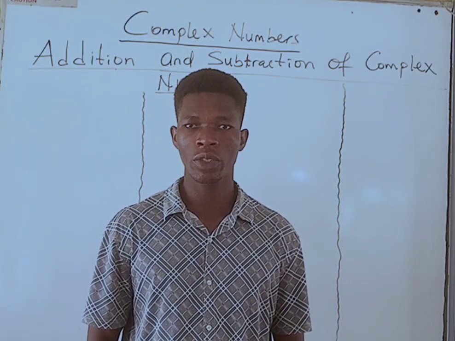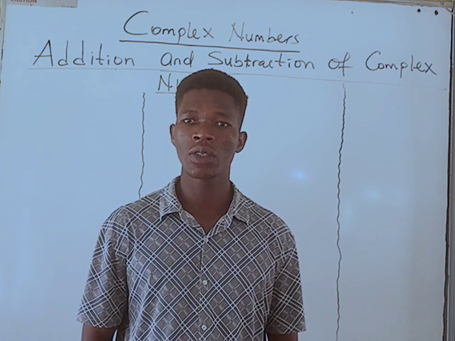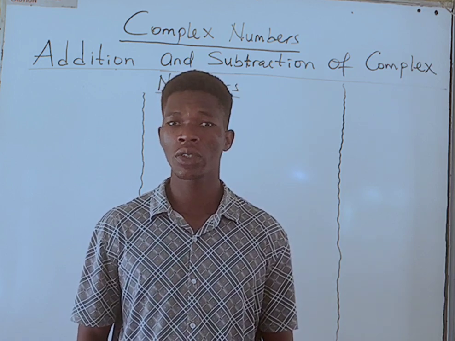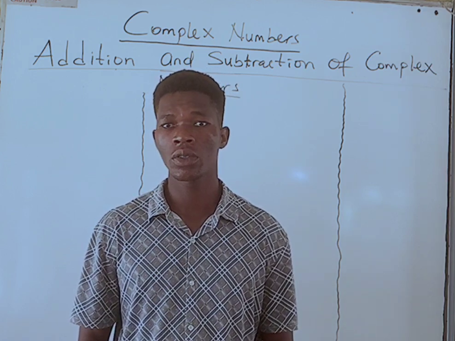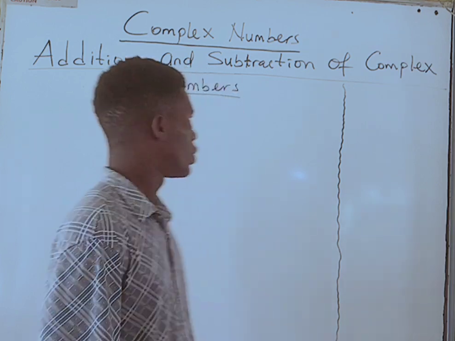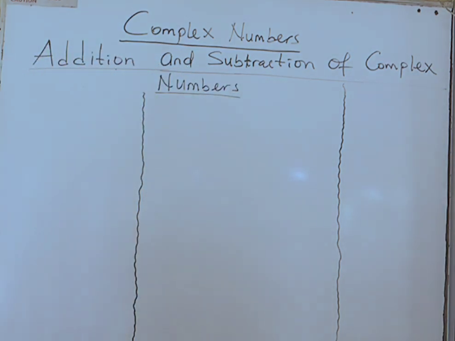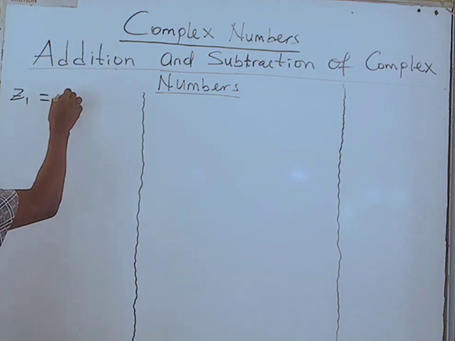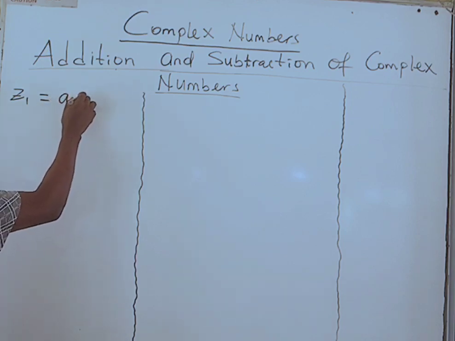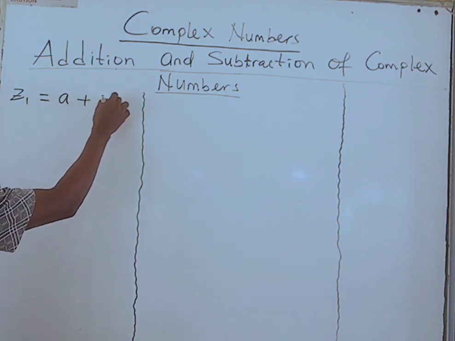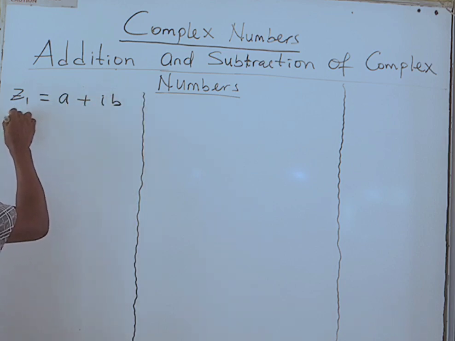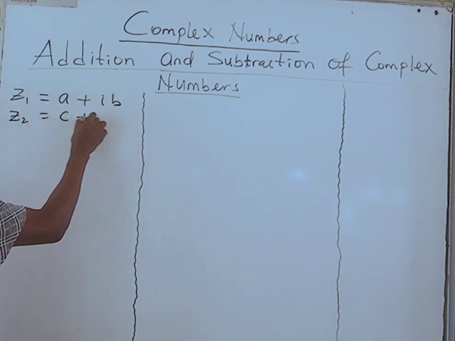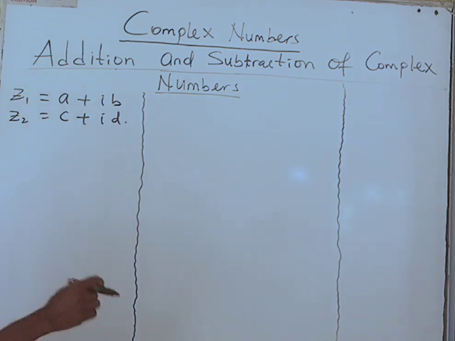Welcome to another lesson on complex numbers. In this lesson, we will be learning addition and subtraction of complex numbers. We have defined complex numbers in one of the previous videos. Let's have two complex numbers, say Z1 equals A plus IB and Z2 equals C plus ID.